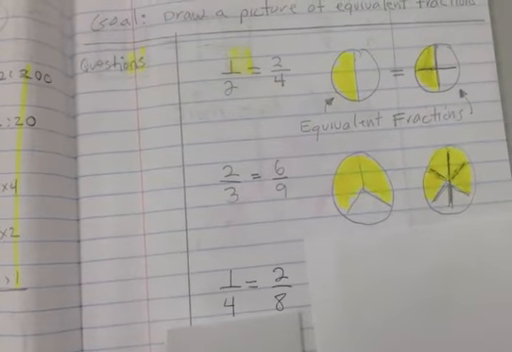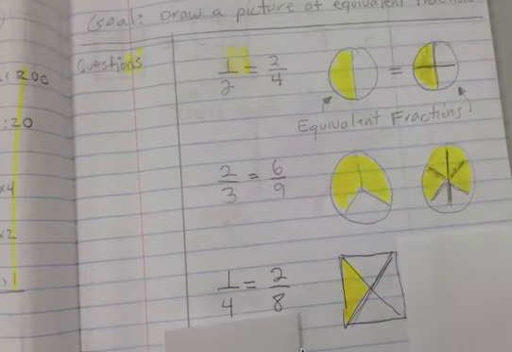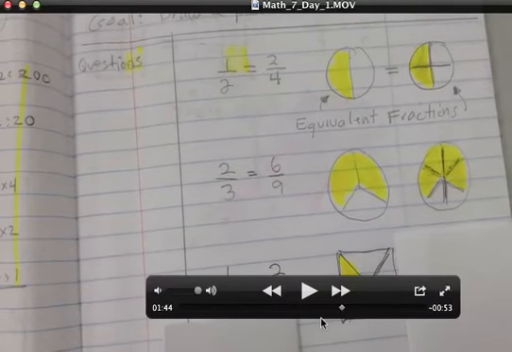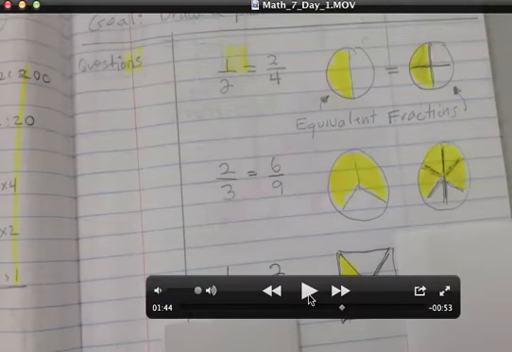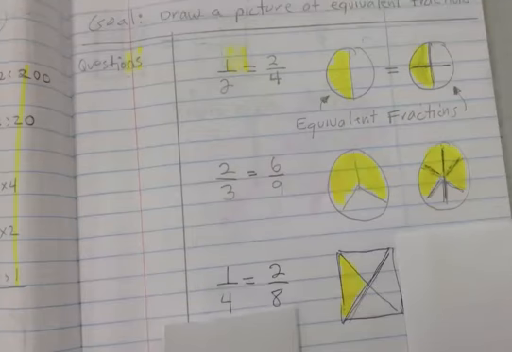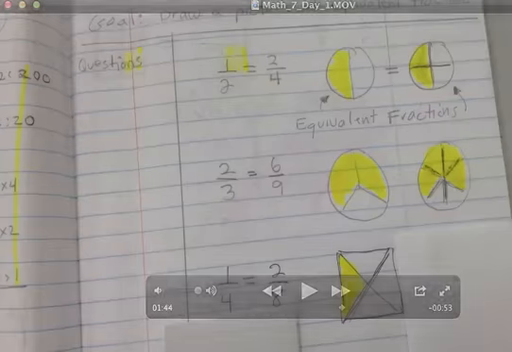And the third example is 1/4 equals 2/8. I'll stop it right here, and you can see if you can get ahead and draw the next picture before I show it. So the first one has 4 parts with 1 shaded, and the second part is going to have 8 parts with 2 shaded, and it should look similar to this picture right there.